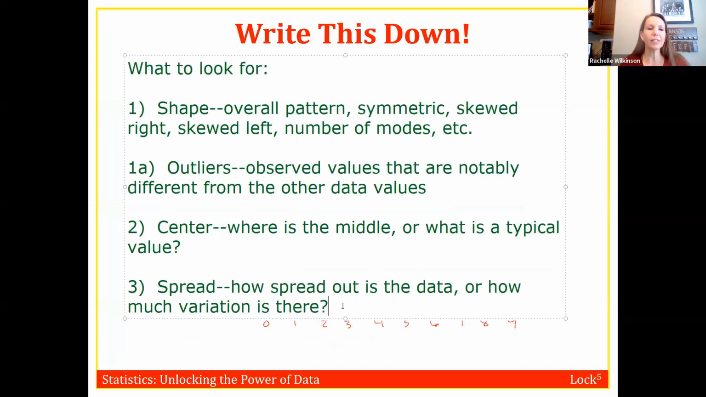All right, so we have these like 3.5 things that we're looking for. Some people like using the acronym SOCS to remember, okay, if I'm looking at a dot plot or a histogram, I have to look for SOCS. And SOCS would stand for shape, outlier, center, and spread. So if you like acronyms, then you might like the SOCS acronym to help you remember what to look for on a dot plot or a histogram.